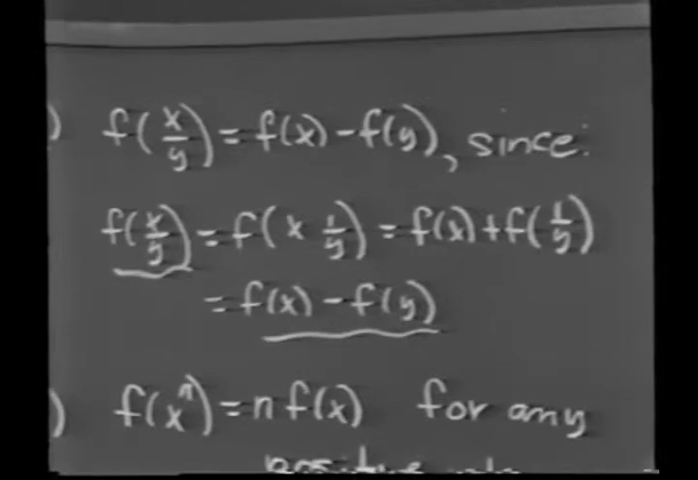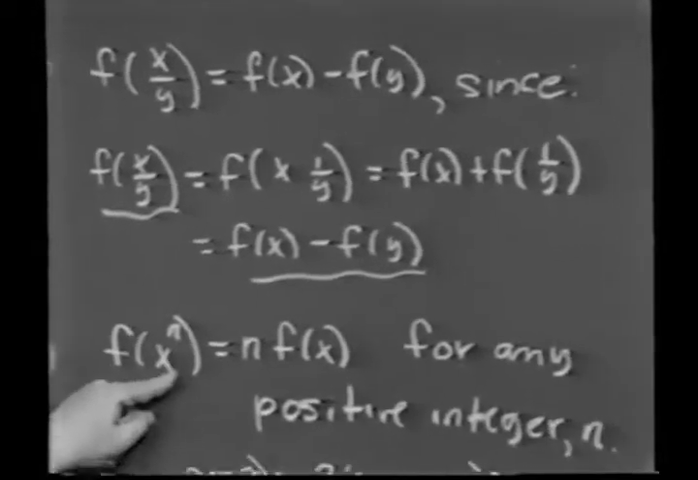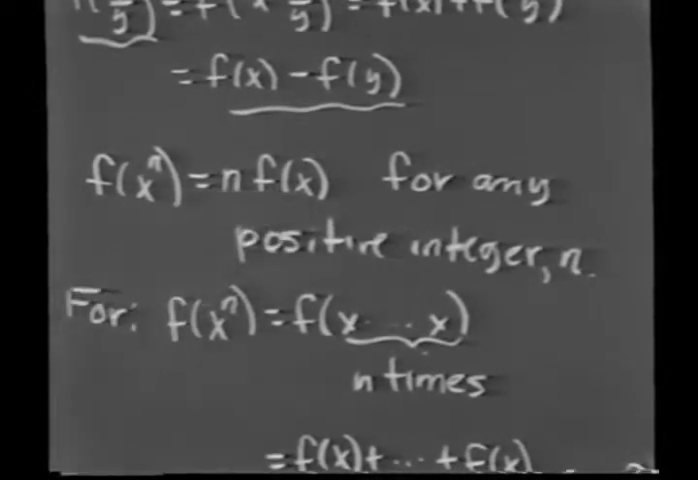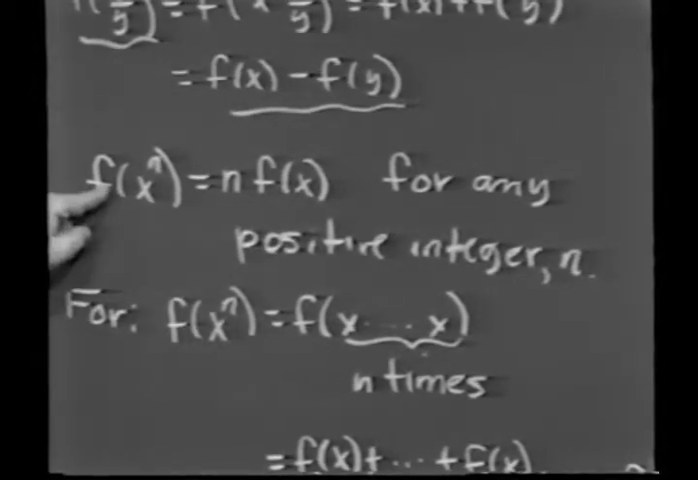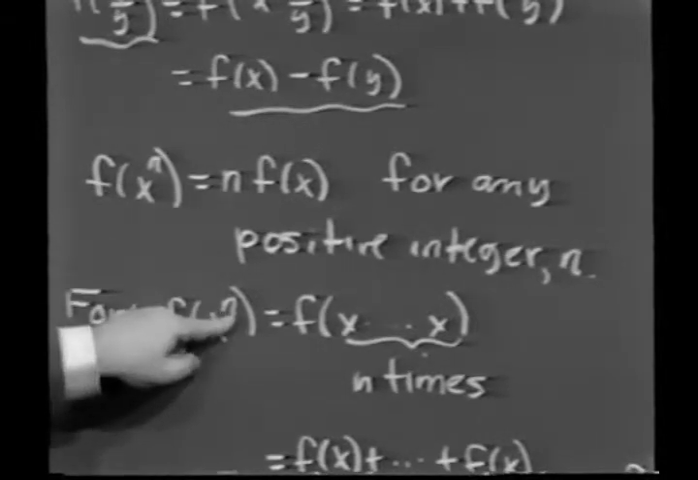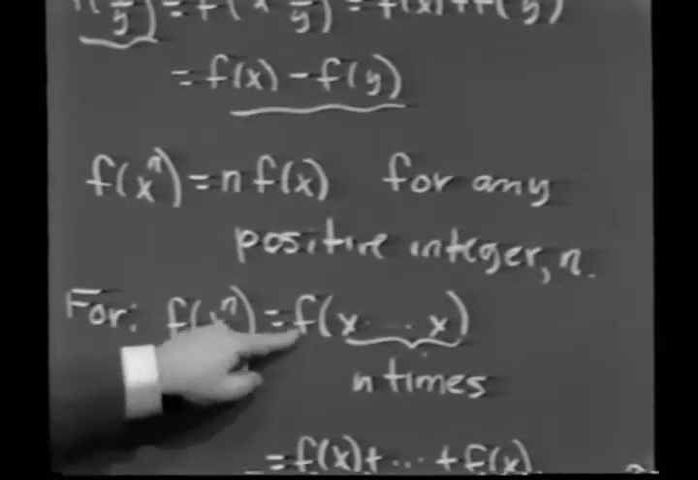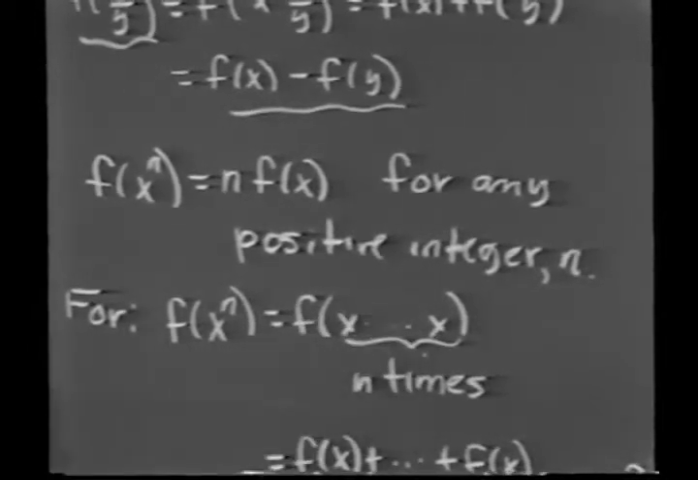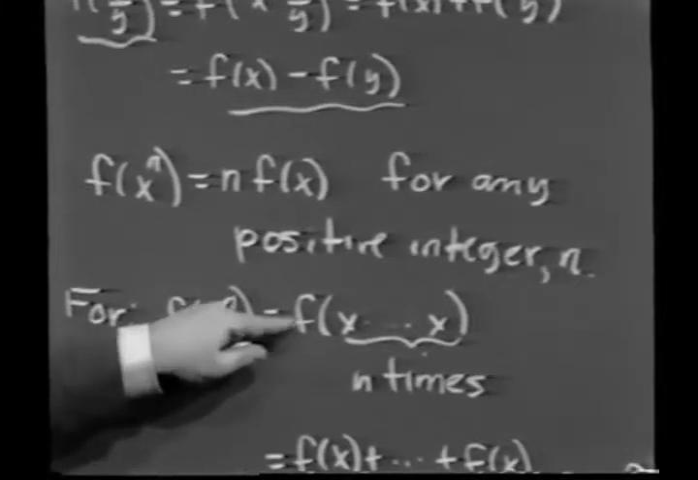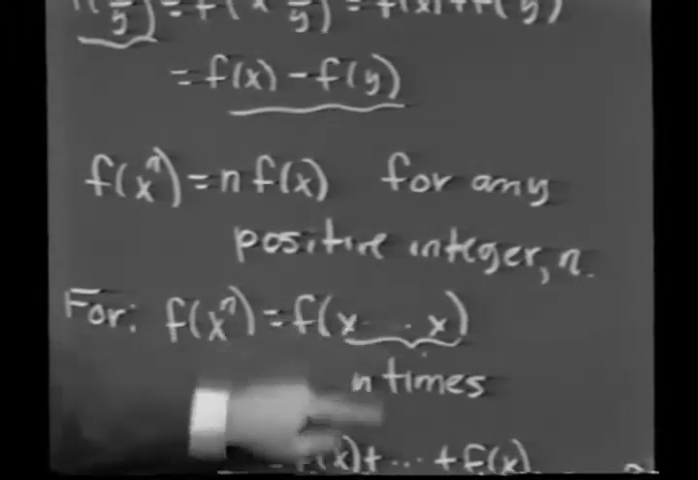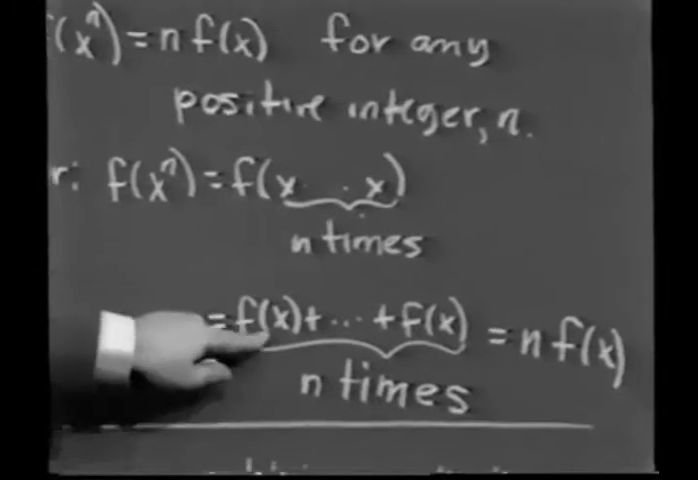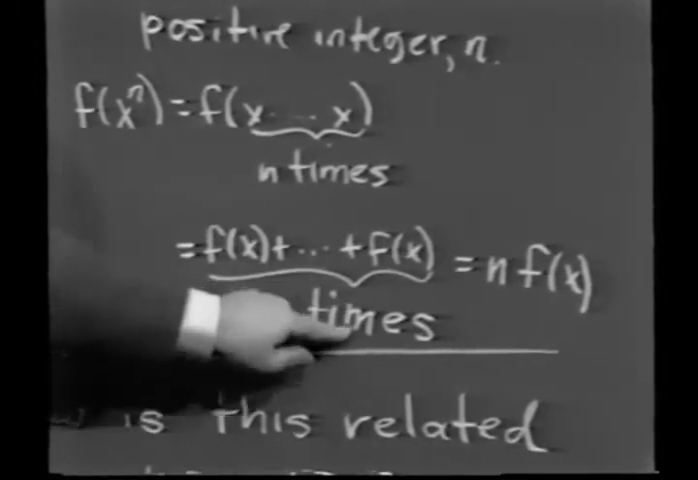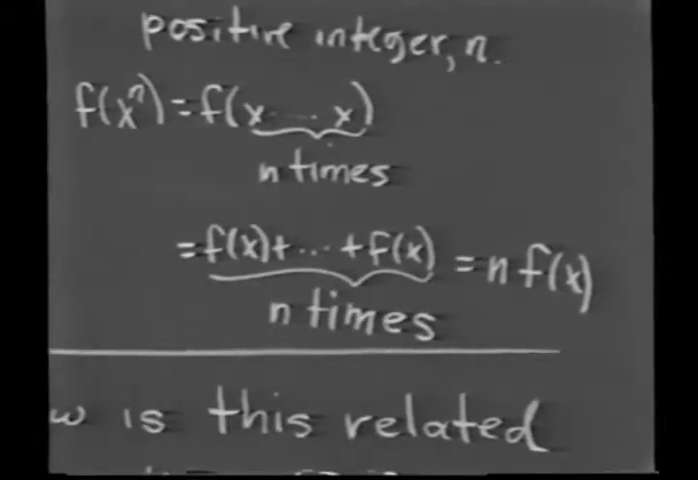And finally, by mathematical induction, if n is any positive integer, f of x to the nth power is just n times f of x. And the proof is rather clear, namely f of x to the nth power, when n is a positive integer, means f of x times x times x times x n times. And since the logarithmic property says that f of a product is the sum of the f's, that's equal to f of x plus etc. plus f of x n times, and that precisely is just n times f of x.